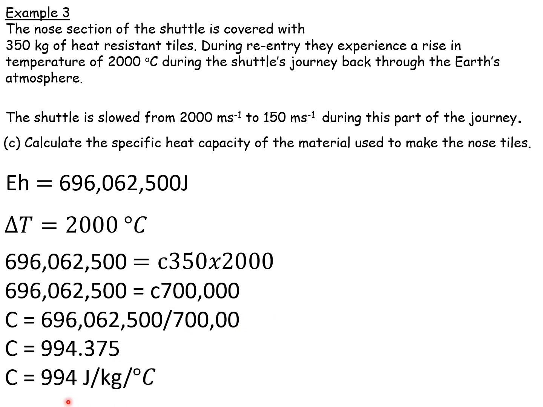And then we would round it to the nearest whole number, 994 joules per kilogram per degree Celsius. And make sure you have the correct unit for specific heat capacity. It is a wee bit awkward. If you forget the unit for this, you can look at the data sheet because it is in the data sheet.